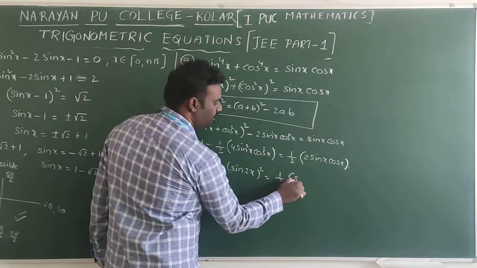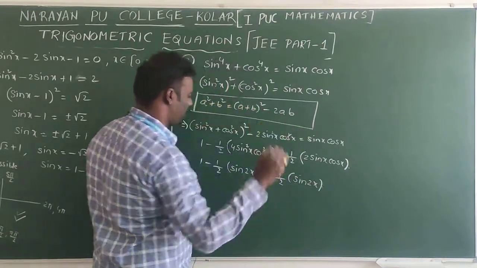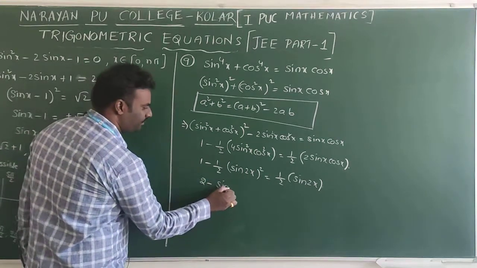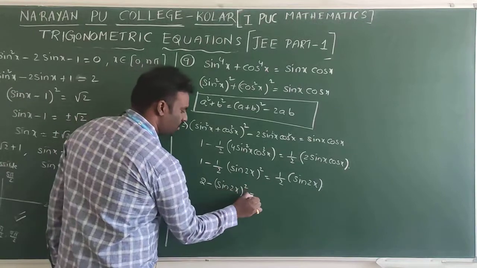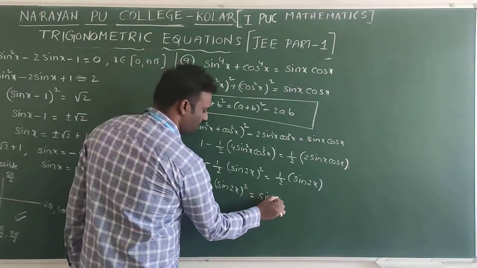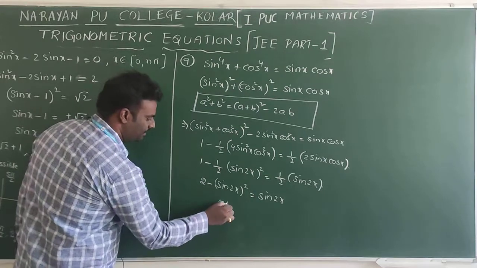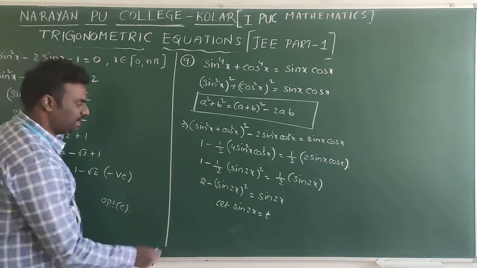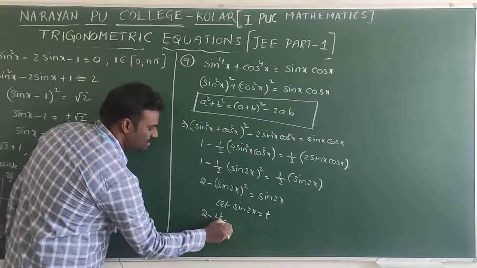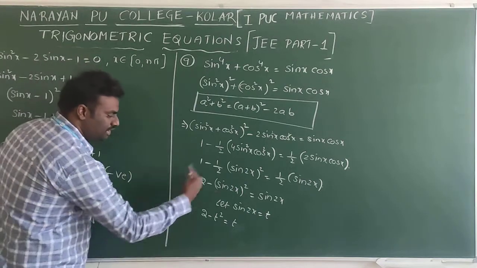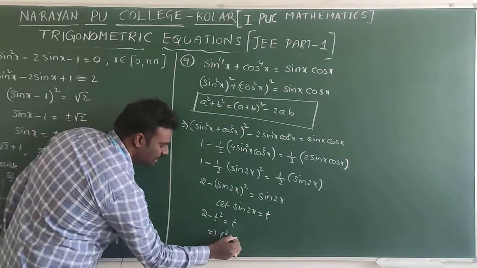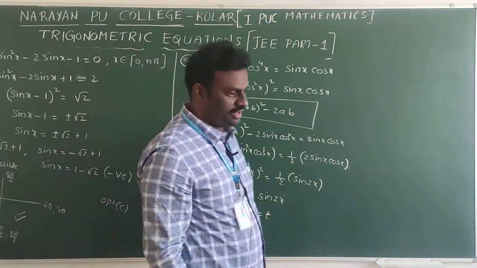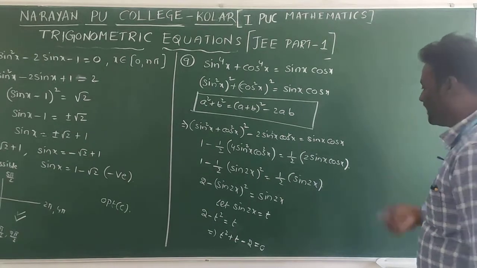1 by 2 into sin 2x. If you take LCM, 2 minus sin 2x whole square is equal to sin 2x. Let sin 2x be t. Now the equation is 2 minus t square is equal to t. You send these two values to that side, now it becomes t square plus t minus 2 equals 0. Finally, we got a quadratic equation.